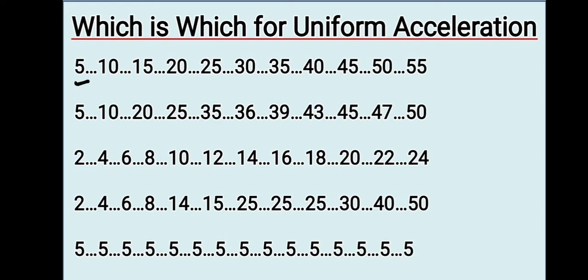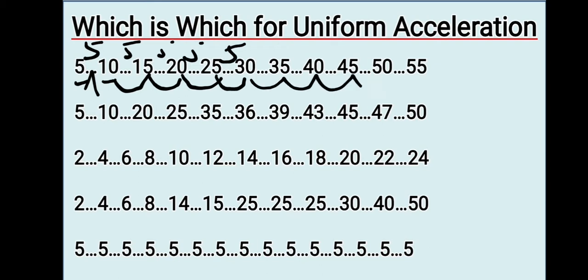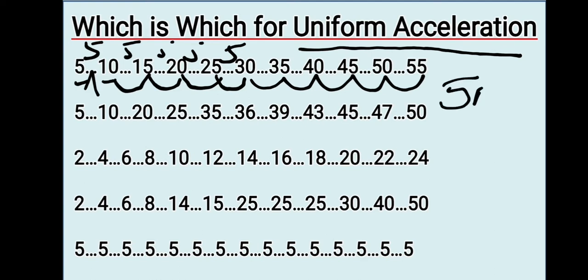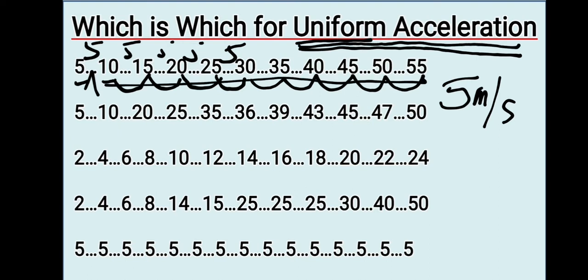So we have here 5, then it becomes 10. So the increase is 5. Here from 10 to 15, still 5. From 15 to 20, still 5. From 20 to 25, still 5. From 25 to 30, still 5. Meaning 5, 5, 5, 5, 5. So it has uniform acceleration. Meaning to say, it has a uniform increase of velocity of 5 meters per second. No? It increases by 5 meters per second. So this means that line number 1 is an example of uniform acceleration.